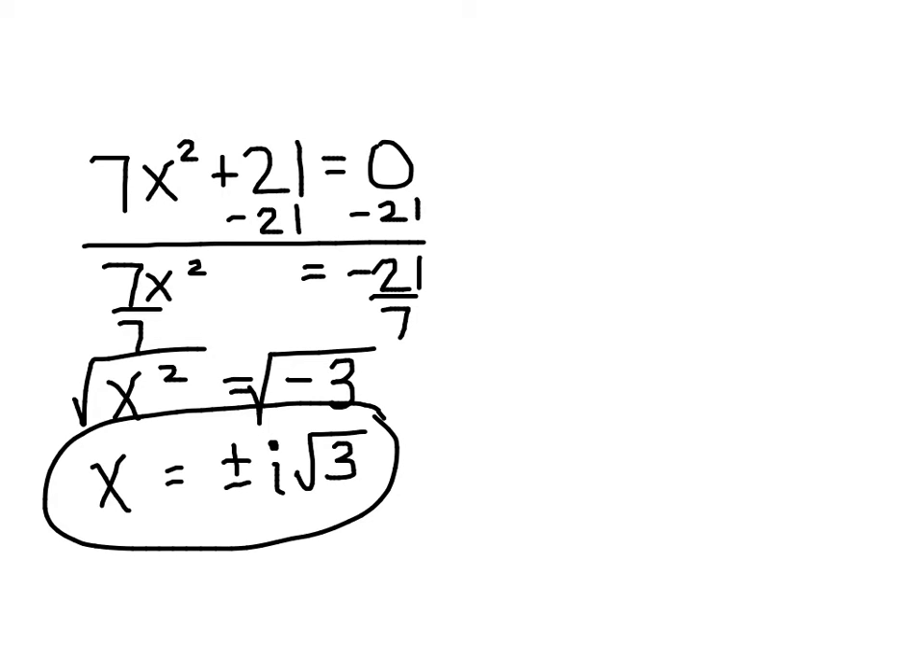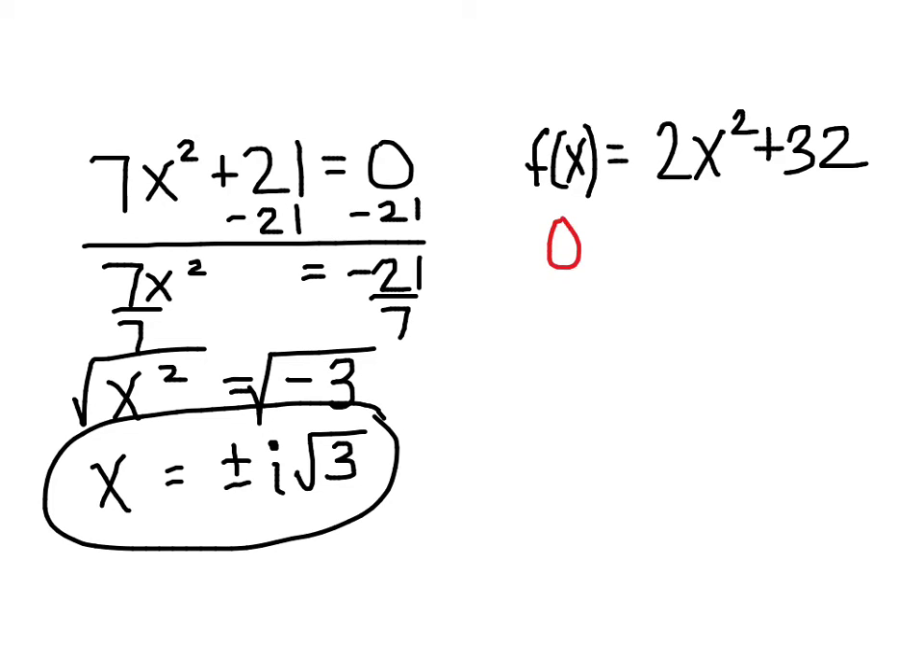Number 11 has f of x equals 2x squared plus 32, and it says find the zeros. When it says find the zeros, it's the same thing as saying solve the equation. Okay? It's the same thing. The only difference is I put a 0 in where f of x was.